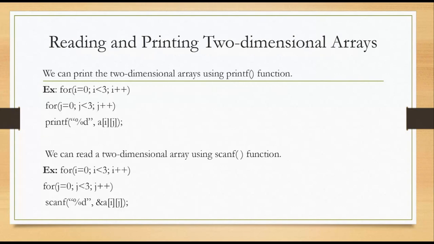And reading and printing two-dimensional arrays. We can print a two-dimensional array using the printf function, and we can read a two-dimensional array using the scanf function. And for two-dimensional array reading and printing, we need two for loops. One is for the number of rows, another one is for the number of columns.